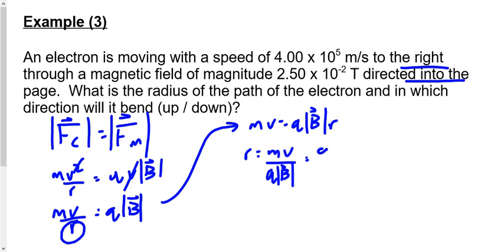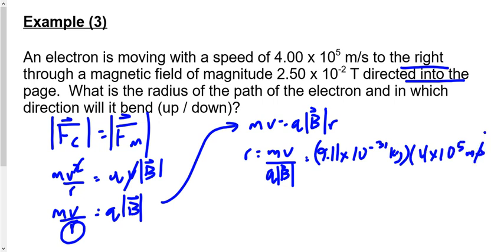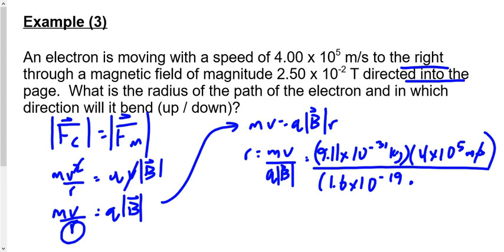It's an electron, so the mass is 9.11 times 10 to the minus 31, times the speed, which is 4 times 10 to the 5. Pretty typical for the speed of a charged particle, right? 10 to the 5, 10 to the 6. Q is 1.6 times 10 to the minus 19. And the magnetic field is 2.5 times 10 to the minus 2. Now you can do this in your calculator. Make sure you use brackets on the bottom here.